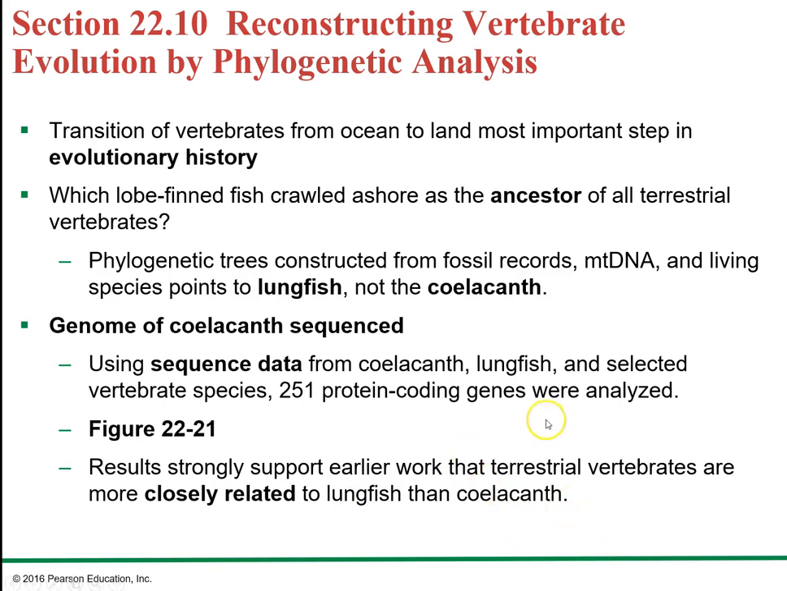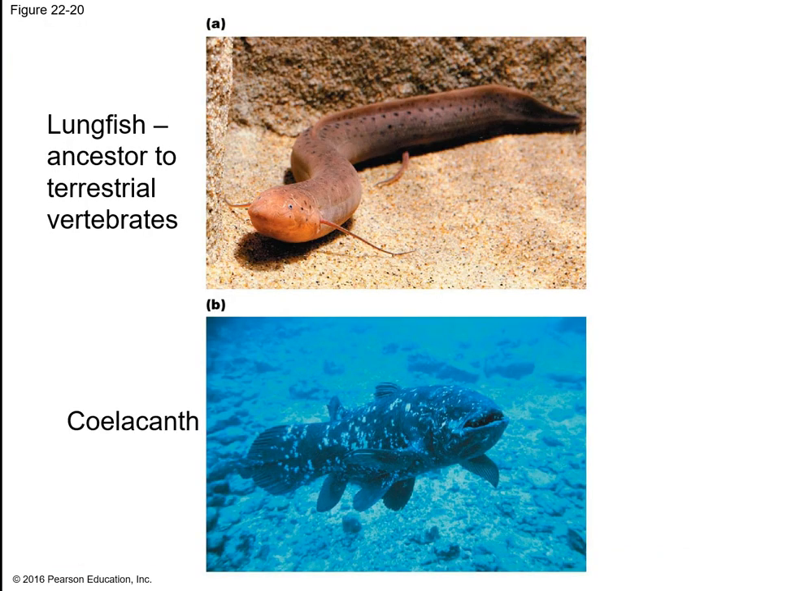And so again, if we weren't able to use protein data or DNA data, we wouldn't be able to figure this out. So remember that when you talk about evolution and evolutionary history and constructing phylogenetic trees, it's not just based on phenotype and what things look like. It's very heavily based on molecular data now. Okay, so here, this lungfish is now believed to be the ancestor to terrestrial vertebrates rather than the coelacanth.